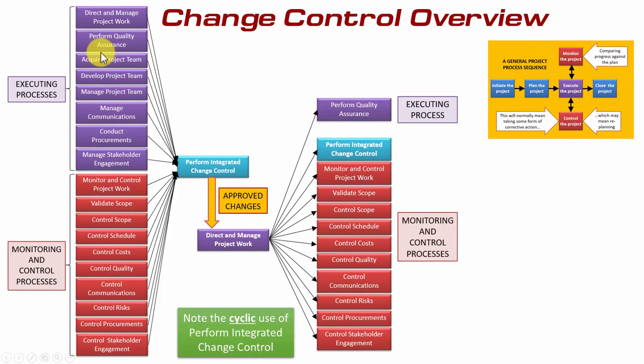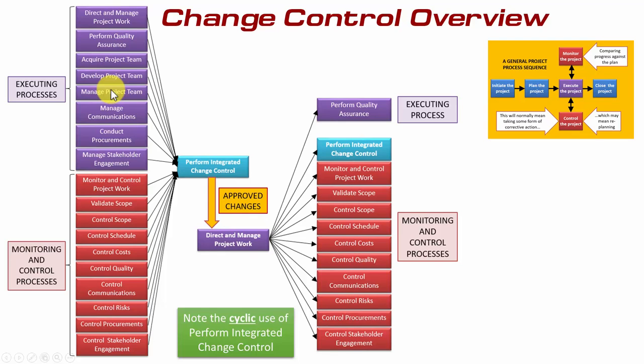Now, having got the project plan approved in the first case, you would then go into the executing process group, and I've shown these in purple here. These are the processes, starting with the direct and manage project work. And it's this process that actually gives out the work packages and creates the products.